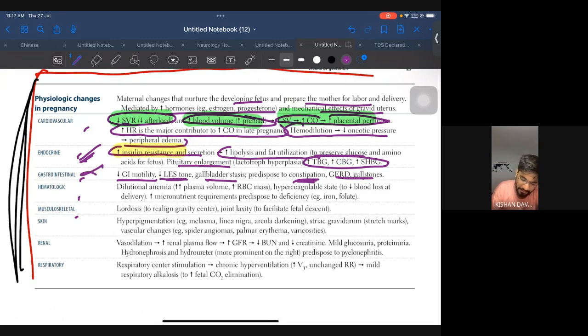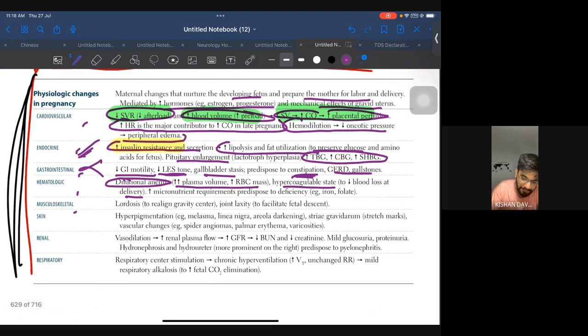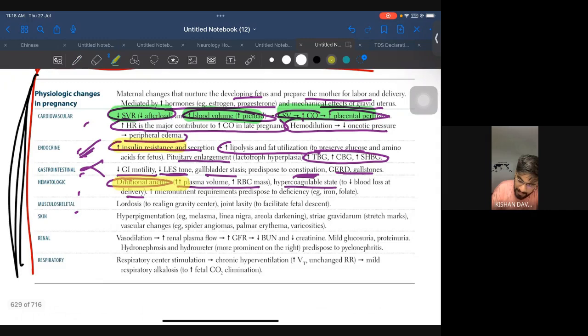Okay, not important. Hematology. Dilutional anemia, very important. What is happening in dilutional anemia? Plasma volume and RBC mass is increasing. Hypercoagulable state due to blood loss at delivery. That's it. So dilutional anemia and this are very important. Hypercoagulable state due to blood loss at delivery, very important. Okay, the things that I am highlighting, direct questions have come, and what I am not highlighting, you can leave that. Just give it a read.